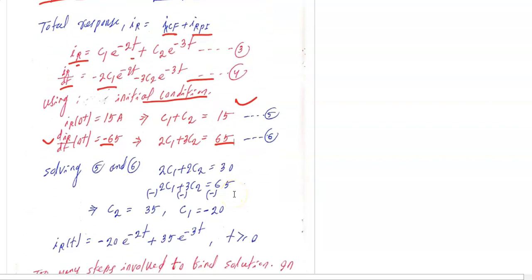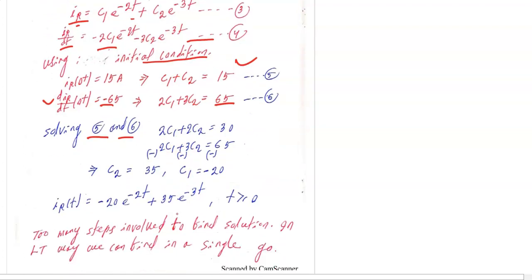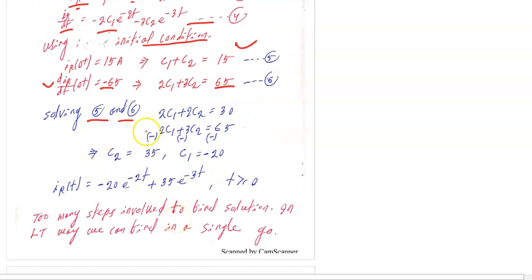Then solving equations 5 and 6, very simple linear equations of two variables, you can easily find that C2 is equal to 35, and putting this value in the first equation, if C2 is 35, then C1 will be -20. So ultimately the final equation will be iR(t) = -20 e^(-2t) + 35 e^(-3t) for all time t ≥ 0.